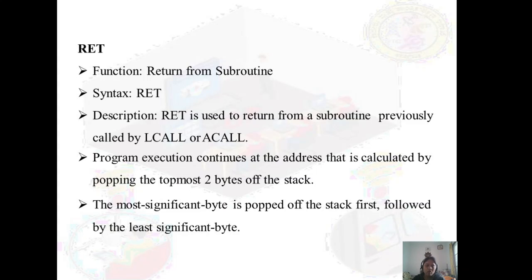See, whenever we call a subroutine, we are saving the address of the main program flow. The next instruction will be pushed into the stack. While returning, it should be popped from the stack. First we will retrieve the higher byte, then the lower byte is retrieved. The most significant byte is popped off the stack first, followed by the least significant byte. Remember, every subroutine has to end with a return instruction. Then only it will return to the main program.